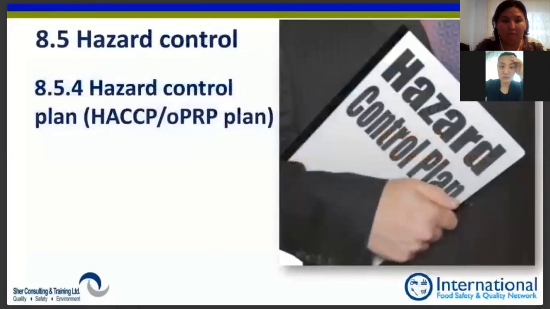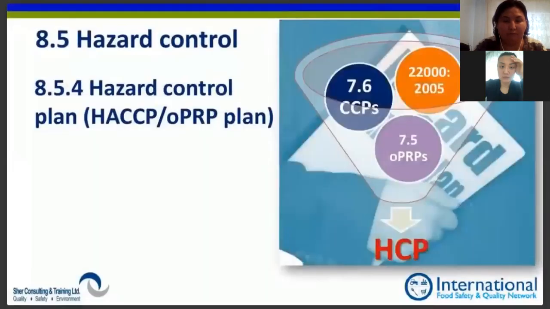And finally, we did identification, we did assessment, and now the hazard control, the HACCP plan itself. So a new term, HACCP control plan. This is a new term. Previously in 2005, item 7.5 was OPRPs, item 7.6 was CCPs, and now everything's been put together into one 8.5.4 called the Hazard Control Plan, the HACCP/OPRP plan. And that's why I said it really doesn't make a difference if you call it a CCP or an OPRP. You're going to be seeing the same things.